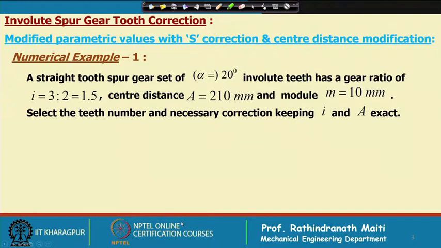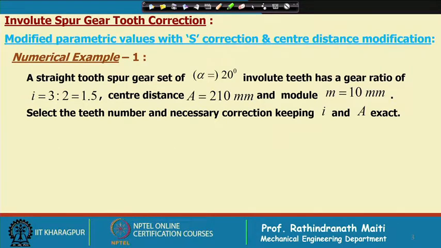Now, the problem. In this problem we have considered a straight tooth spur gear set of alpha equal to 20 degree involute teeth, and it has a gear ratio of i equal to 3:2, that is 1.5, center distance is 210 millimeter and module m is equal to 10 millimeter. What we have to do is select the teeth numbers and necessary correction keeping the ratio i and the center distance a exact.